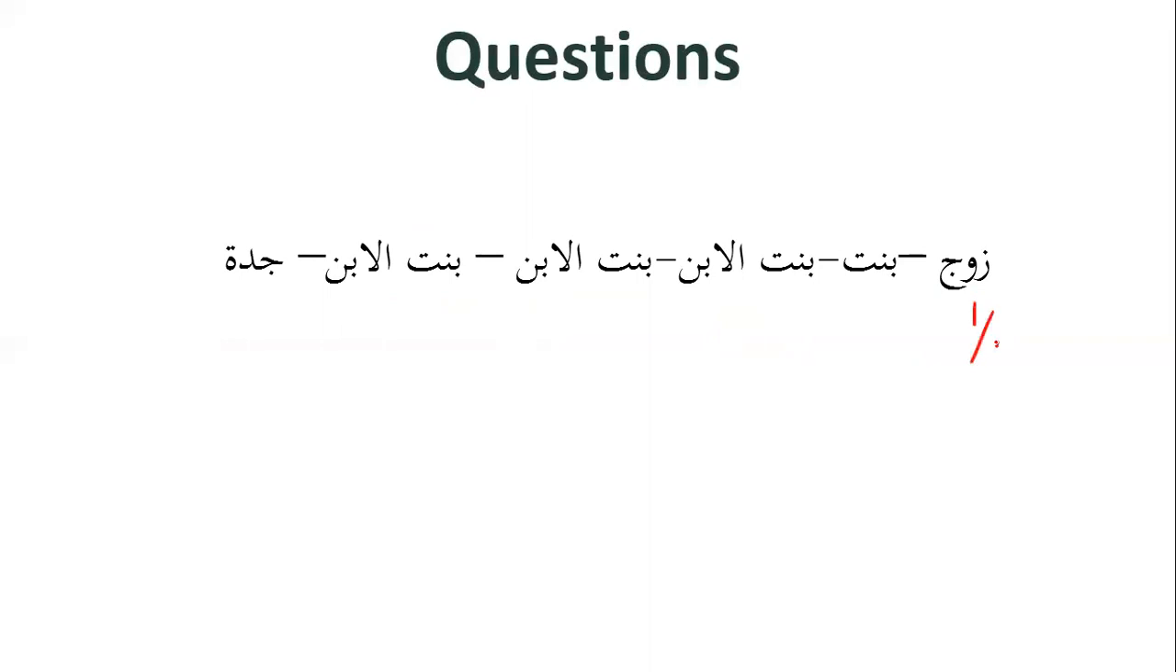The Zawj will receive a quota. Over here we have the Bintul Ibn, Bintul Ibn, Bintul Ibn. So 3 Bintul Ibns. So whatever they get, they're going to get it together. The Bint will receive a half. And according to condition number 3, when 1 Bint is present, the Bintul Ibns shall receive 1/6 of the inheritance.